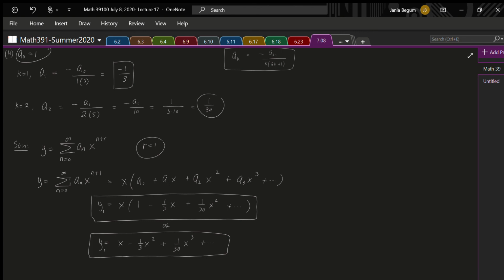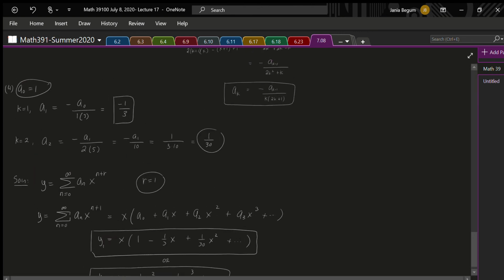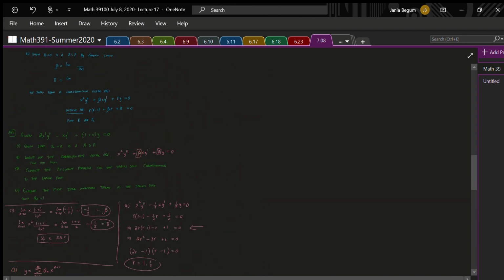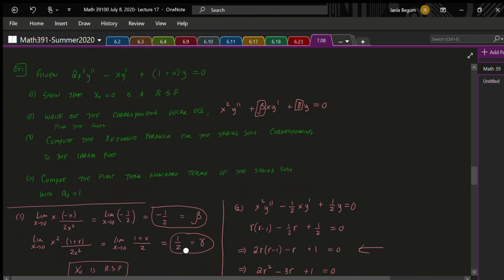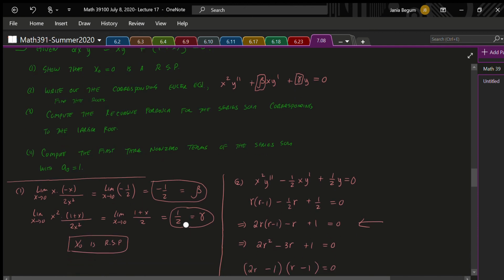So what are the steps we took? Let's just recap. We did a lot of things for one problem. We started with the question saying, show that x0 is a regular singular point. We show that by taking the corresponding limits. Once we have shown that these limits are finite, they correspond to specific Euler coefficients, which we call beta and gamma. The first limit gave us the coefficient beta, and the second limit gave us gamma. Once we plug them in, you find the corresponding Euler equation, which is this one.